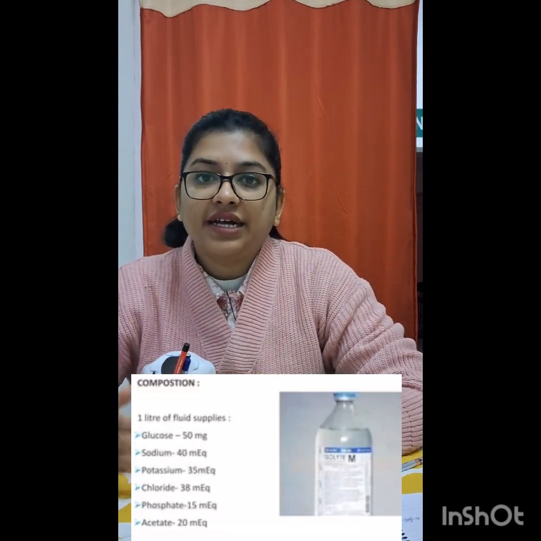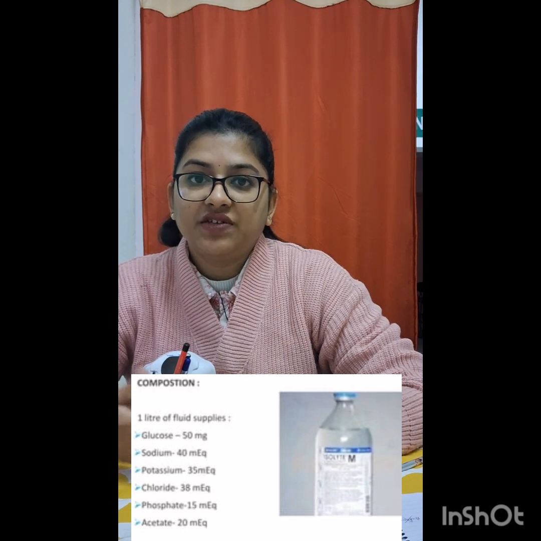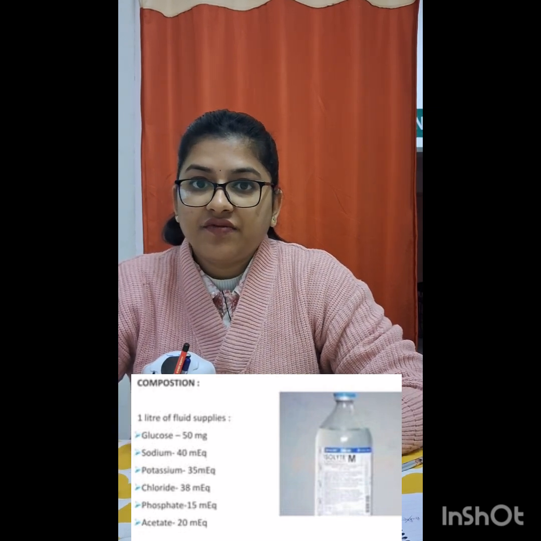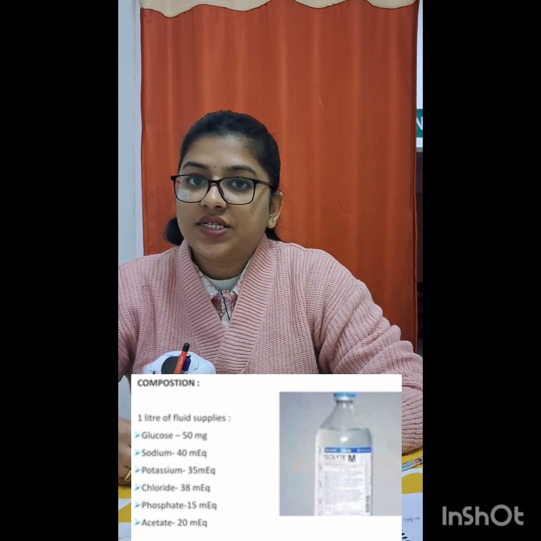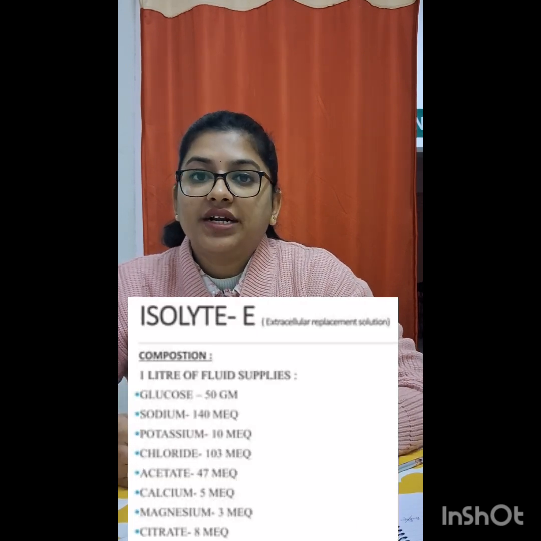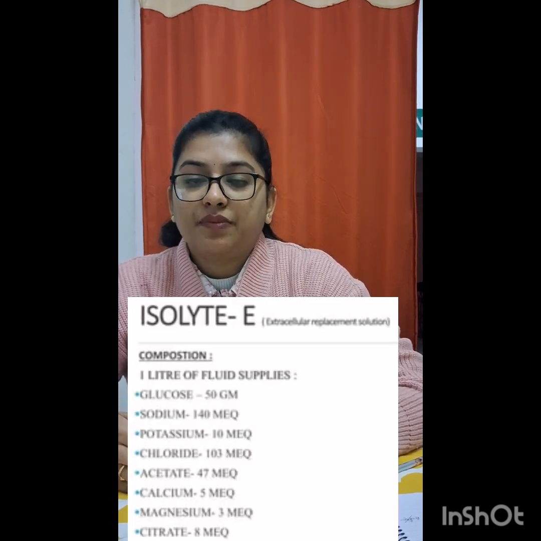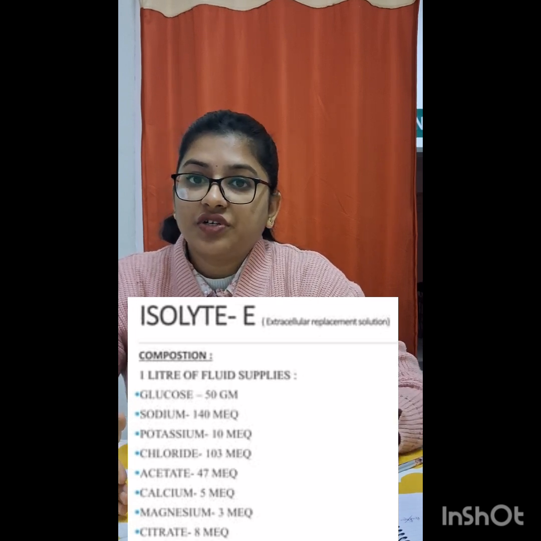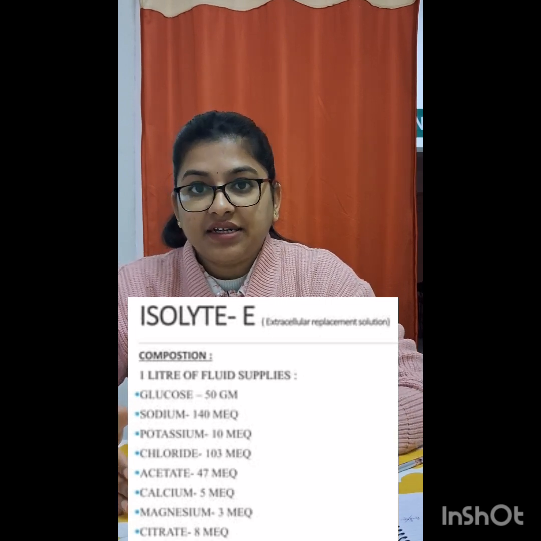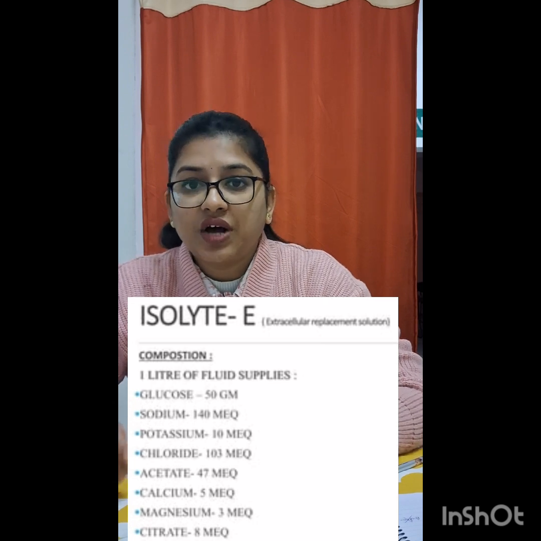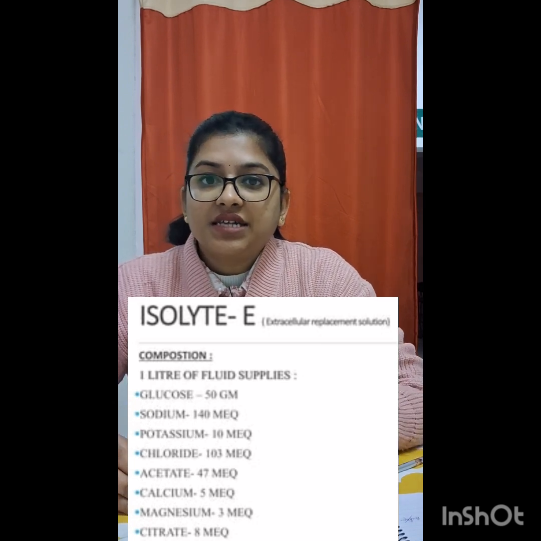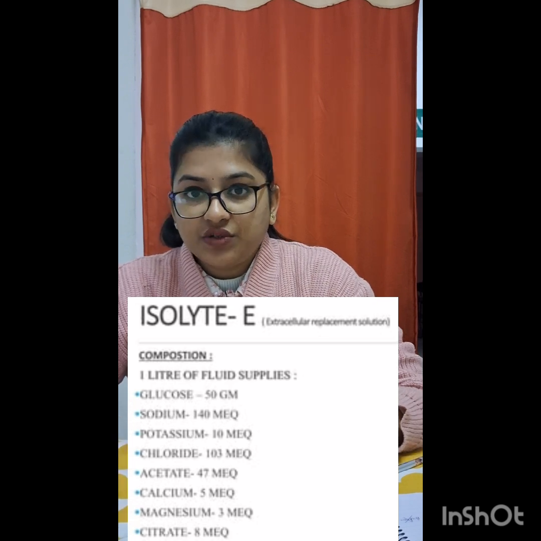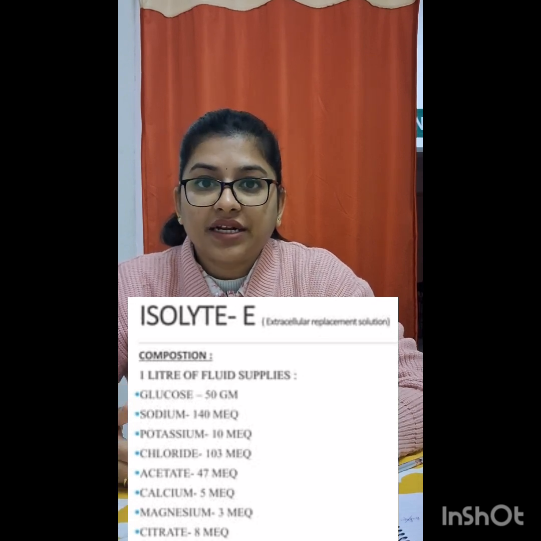Next we have isolite M. Isolite M is maintenance fluid. It also has more of potassium, so be cautious in renal insufficiency. It corrects acidosis and supplies energy. We have isolite E, that is extracellular replacement solution. Electrolytes are same as ECF but double concentration of potassium and acetate. It is the only IV fluid to have magnesium. As it contains acetate, it converts into bicarbonate and hence it will correct acidosis, and it is the only fluid to correct magnesium deficiency.